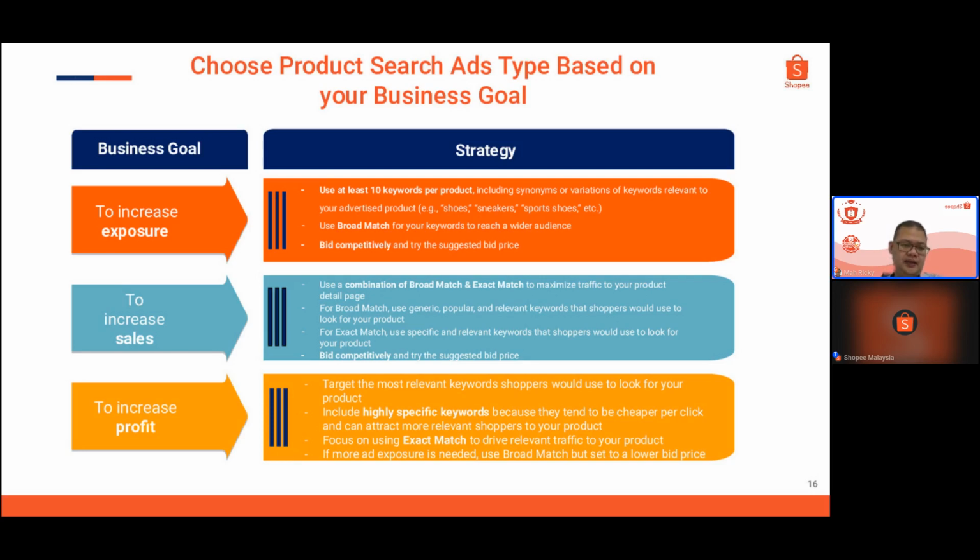The third one, say the big competitive, and try to suggest the big price. Normally, when you increase the bid price, there is more chance. Then we go to the next one, to increase sales. Here it mentions to use a combination of broad match and HMS. This one, normally just put in the right keyword. Another thing for me is the bid price.